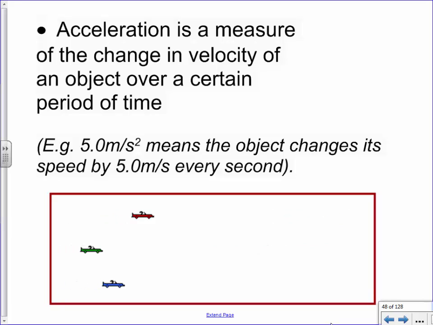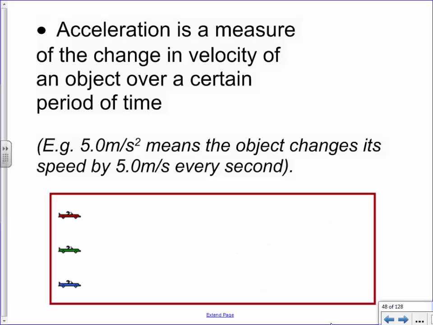Imagine you've got two cars racing each other. One of them has a top speed of 100 kilometers an hour. Another has a top speed of 200 kilometers an hour. It takes the second one a while to get there, but once it's going 200 kilometers an hour, it's going really fast. I think the green car has the highest velocity.